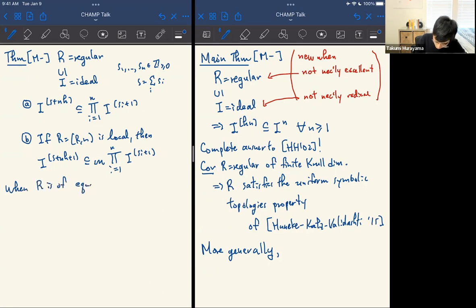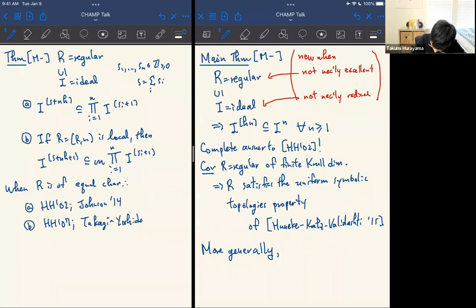These two results in equal characteristic are due to the following people. For A, some special cases are due to Hochster-Huneke, but the full statement is due to Johnson. And B, this is due to Hochster-Huneke in 2007, Takagi-Yoshida in 2008. And again, the full statement is due to Johnson in 2014.